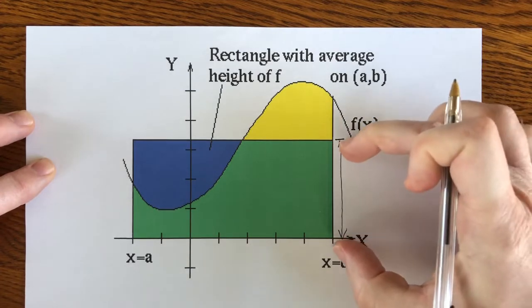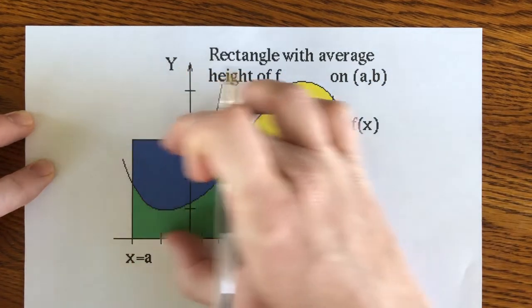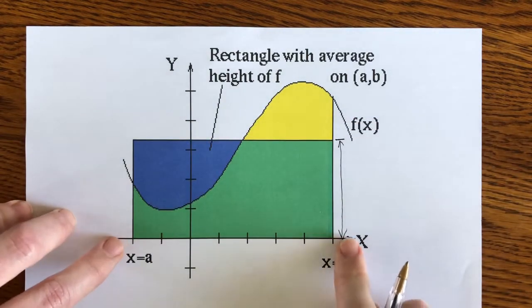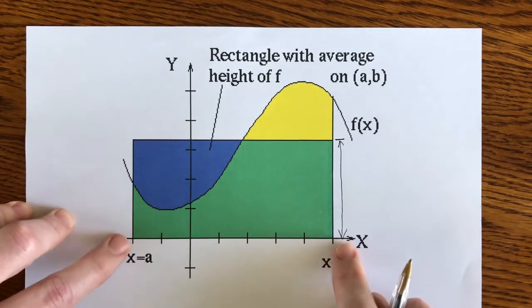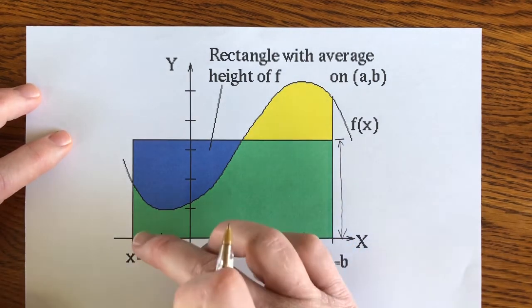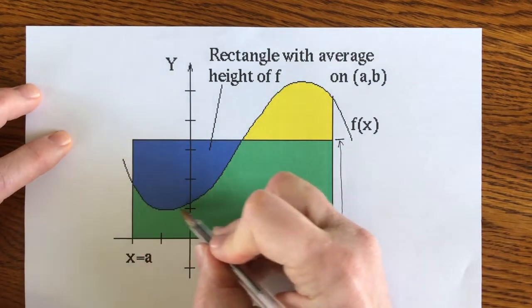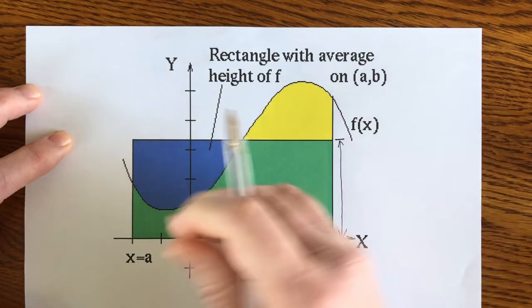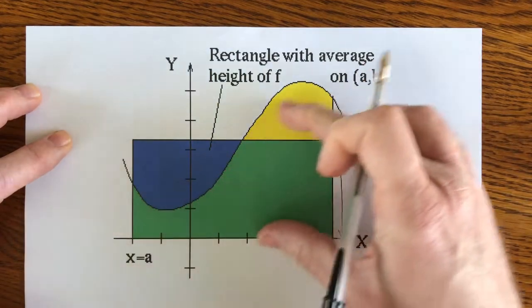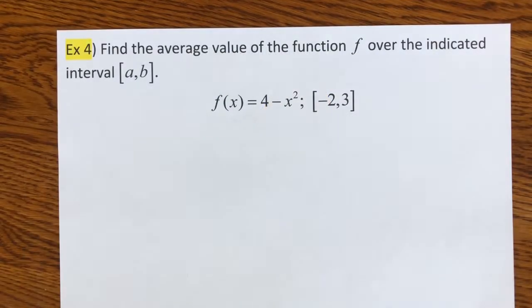And so you can see that the height of this rectangle times the width, which would be whatever the difference is from a to b, would be easily determined. It's just the area of the rectangle. And so what we're going to do is look at the area of this rectangle and compare it to the area underneath this curve, which would be everything in green and in yellow. And you'll see that in the next example. All right, let's finish the notes for section 11.5.